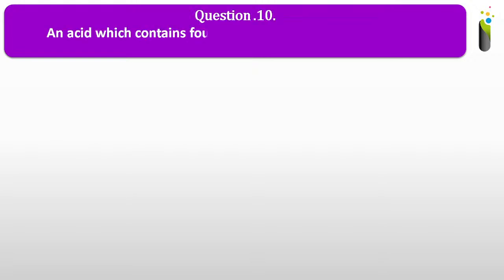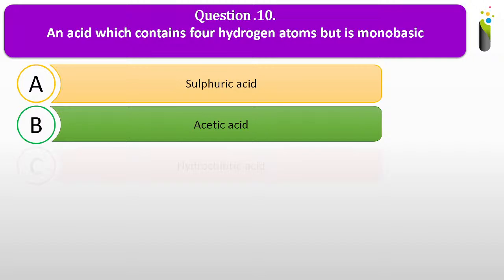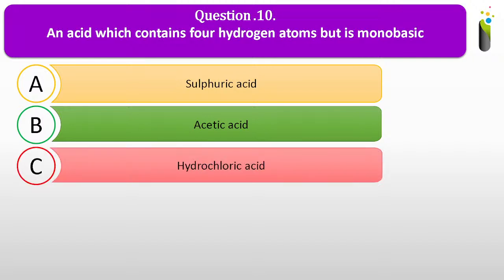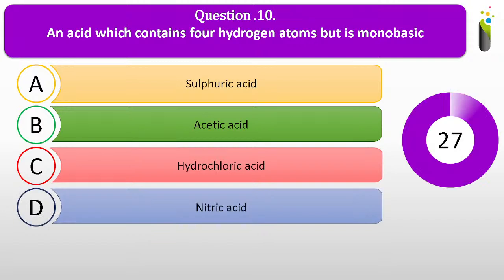An acid which contains 4 hydrogen atoms but is monobasic is dash. A. Is it sulfuric acid? B. Is it acetic acid? C. Is it hydrochloric acid? D. Is it nitric acid? So answer me for question number 10.